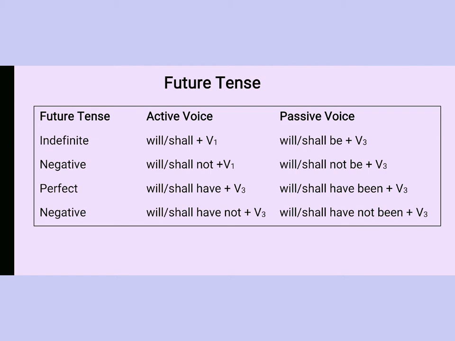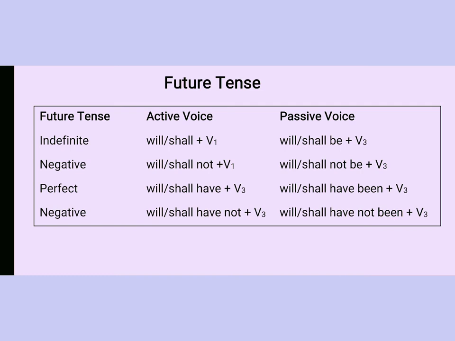Okay, so next is our negative sentence. So if our sentence would be negative, so how we can just write an answer for this? Okay, so in our active voice, first of all, if there would be will, shall, not plus v1, then we have to add one thing, that we will just write will, shall, not be plus v3. So students, little bit it would be difficult for you to learn, but it's very easy. If you will try, if you will practice for this, then definitely you will come to know that how you will use this active and passive voice.